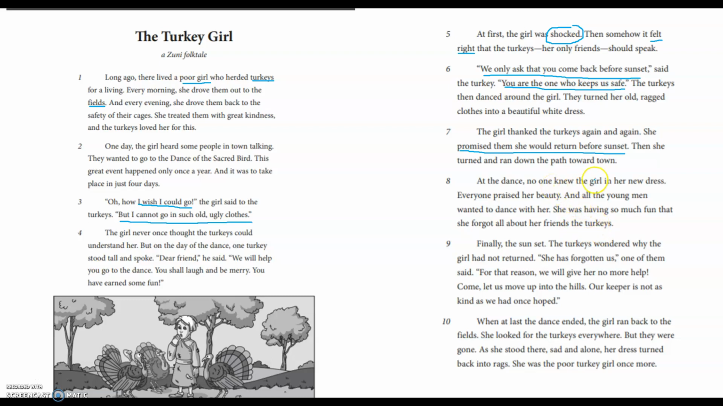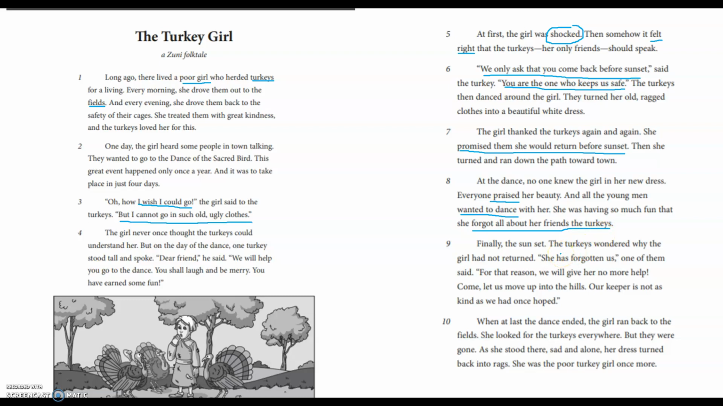So now that the girl's problems were solved, now that she's at the dance, she's dressed in a beautiful white dress, how are the people from town responding? You probably said that everyone's praising her and they all want to dance with her. Now, the girl's forgetting about the turkeys. It seems like another problem is coming up.